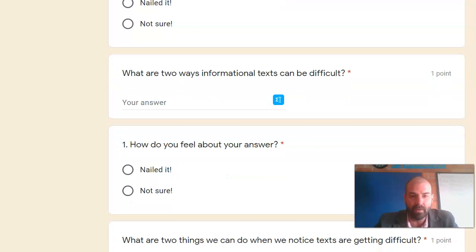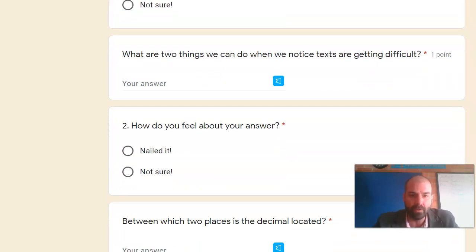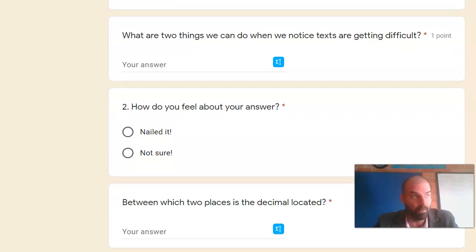What are 2 ways informational texts can be difficult? Too much information, confusing beginnings, diagrams, charts, fact overload. Did I say that? Yeah, I think there was one other one. I can't remember. What are 2 things we can do when we notice texts are getting difficult? We can reread. We can ask ourselves, what is this trying to teach us? We can try and write or talk about it.